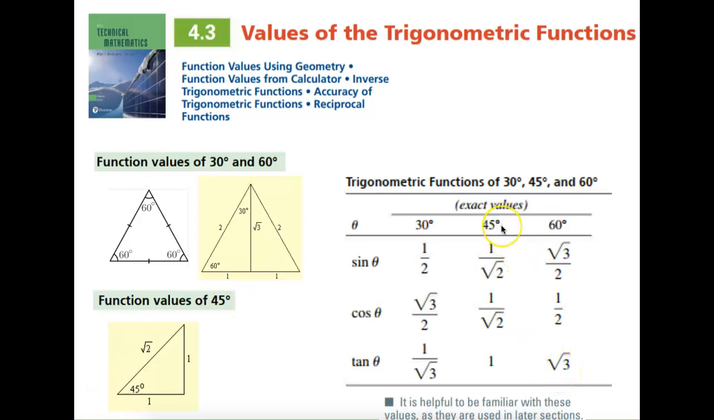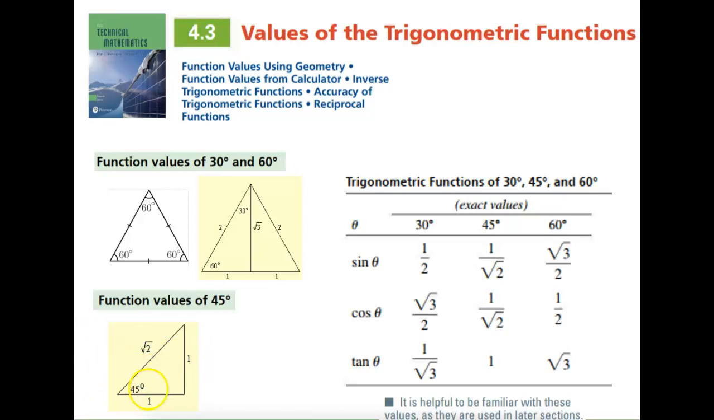Now for a 45-degree angle, we go back and think of a square and draw in a diagonal. And we have this isosceles right triangle that's formed. So these two angles here are 45 degrees each. The two legs are 1 each, and we can use the Pythagorean theorem to find the missing hypotenuse here is square root of 2. And then we use the same procedure.